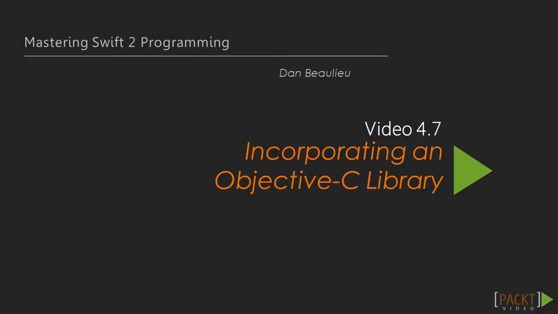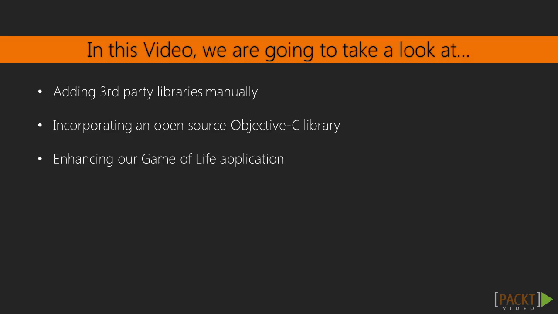In the previous video, we saw how CocoaPods can manage our third-party dependencies for us. In this video, we're going to see how we can incorporate a third-party library into our application manually. Then we'll interoperate with Objective-C to implement the framework as the author had intended.